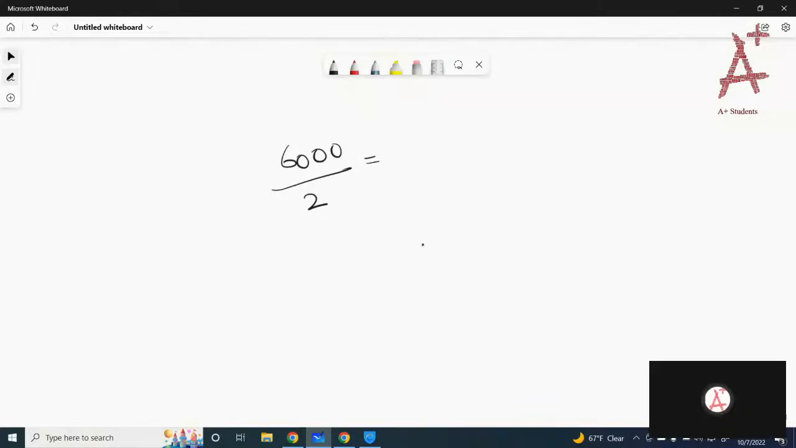Just divide the digits: 6 divided by 2. 2 times 3 is 6, and write the zeros as they are. It would be 3,000. Got it? You don't need to divide the zeros. Just write them as they are, since you don't have zeros in the denominator. So it would be 3,000. Select the correct option and move on to the next one.